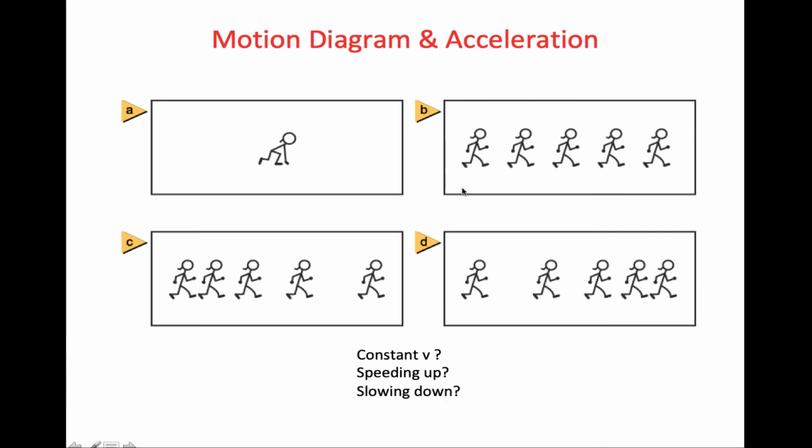In B, the distance between each diagram is the same, which means it's moving at constant velocity. In C, the distance between the diagrams is increasing, which means it's speeding up. Similarly, for D, the distance between each diagram is decreasing, so it's slowing down. What about A? Well, the object is not moving at all, so all the diagrams are overlapping here. So this is also a case of constant velocity with the value of 0.